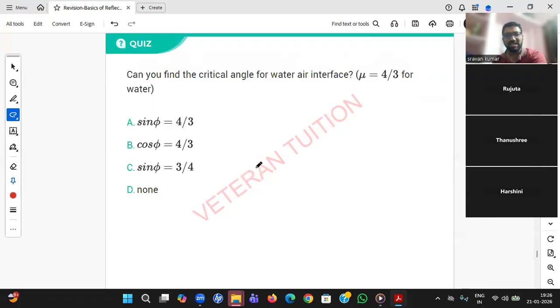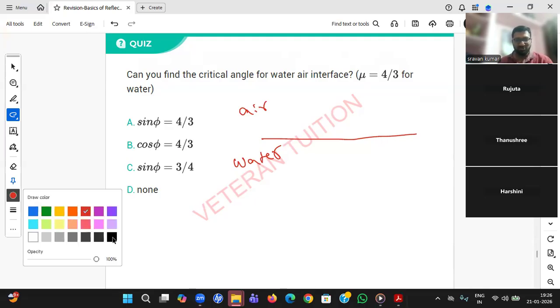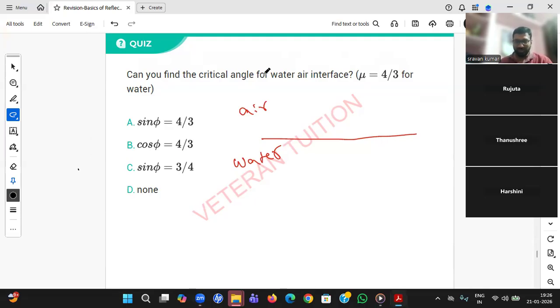Okay, let me see who will give this answer. Can you find the critical angle of the water-air interface? There is water, and there is air. Sir, mostly in questions they give this and then they ask the speed of light. Okay, so try to solve also. I'm happy that you remember this way. Try to solve.